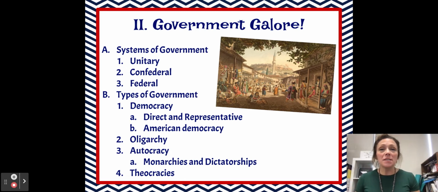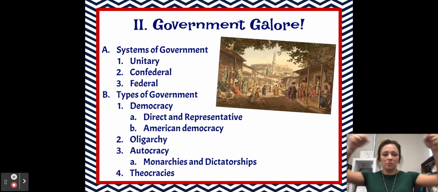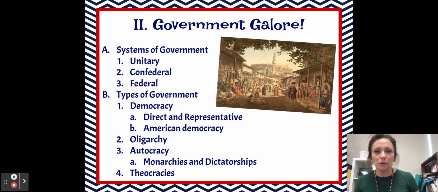Federalism, what? Federalism, what? A division of what? Of power between the states and the federal government. Now you'll never forget it.